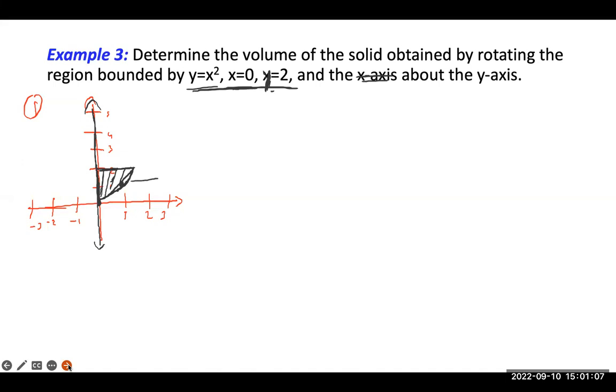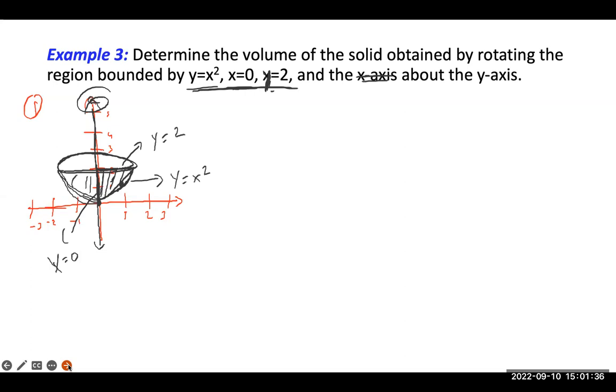So to remind myself, this is y equals x squared. This is y equals 2. And this is y equals 0, or x equals 0. Right, now we're rotating across the y-axis, which means we're rotating this way. So if we're rotating this way, we should see a mirror image of this on this side. And it's going to look like this. The shape is this way now.